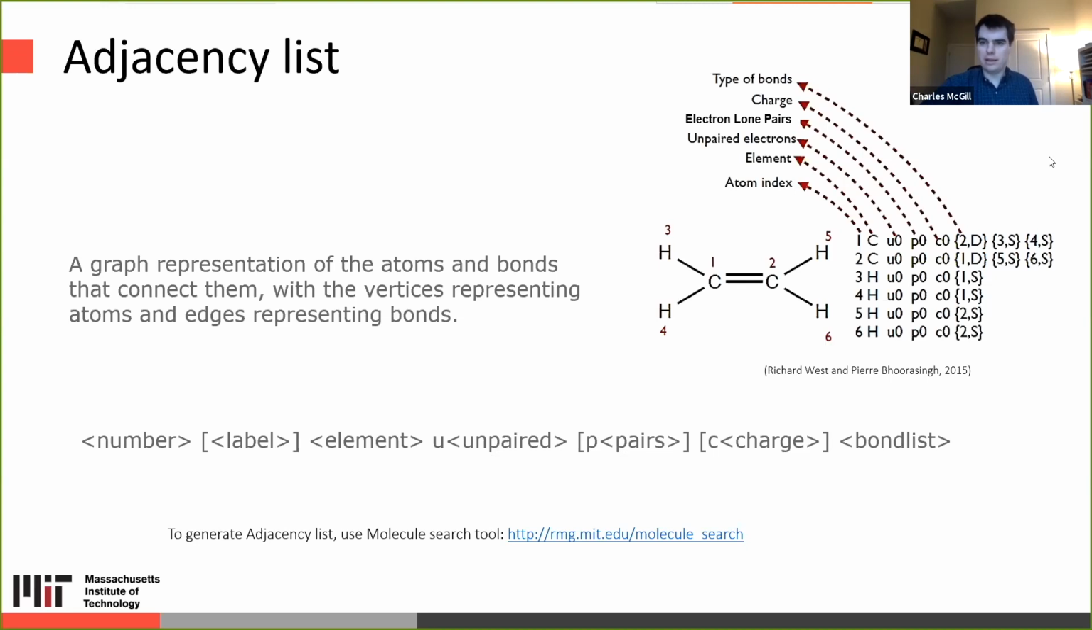And then the last entry in the adjacency list is a listing of the different bonds in the molecule. This has two parts. The first part is the atom that this atom is bonded to, by the index number, and the second part is the type of bond it is. So S for single, D for double, T for triple.